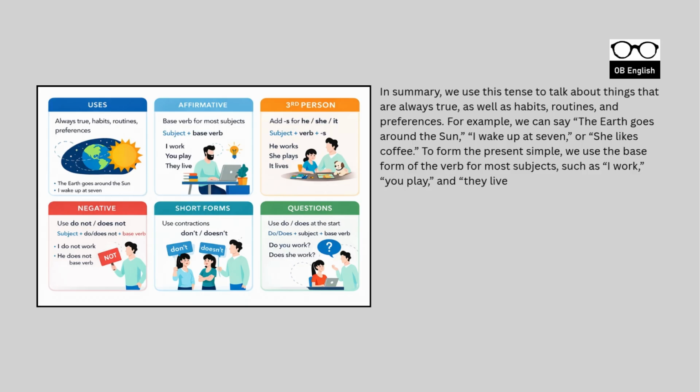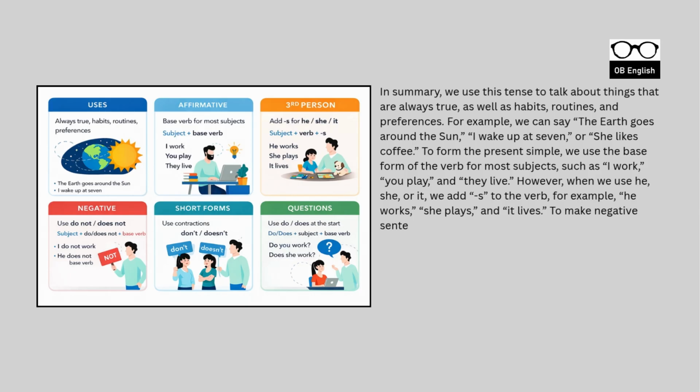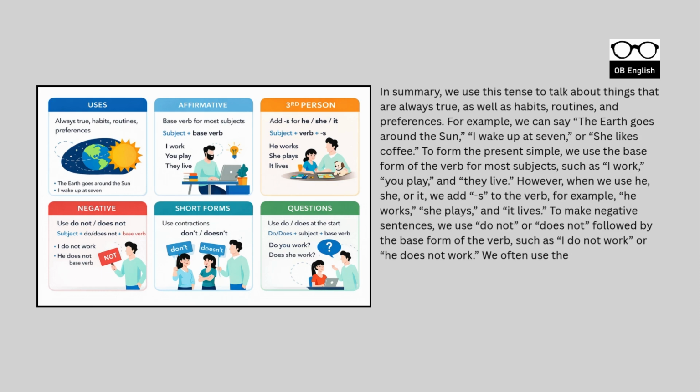However, when we use he, she, or it, we add s to the verb. For example, he works, she plays, and it lives. To make negative sentences, we use do not or does not, followed by the base form of the verb, such as I do not work or he does not work. We often use the short forms don't and doesn't.